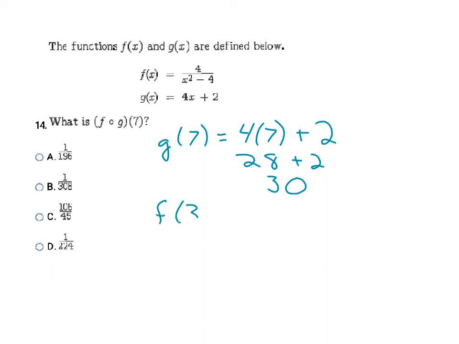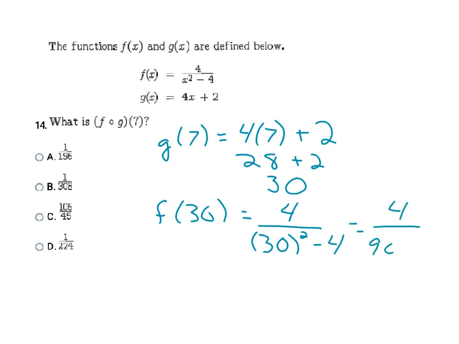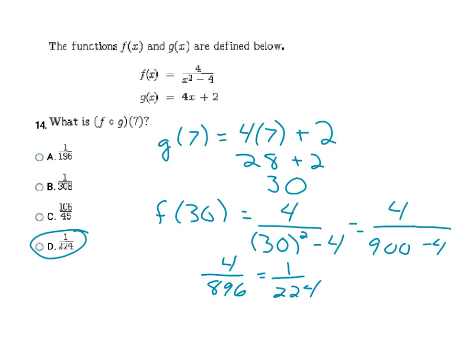So now we're going to look at what is f of 30. It's 4 over 30 squared, because that was an x squared, minus 4. 30 squared is 900. 900 minus 4 is 896. And then 4 over 896 simplifies to 1 over 224, which is letter D, your final answer.